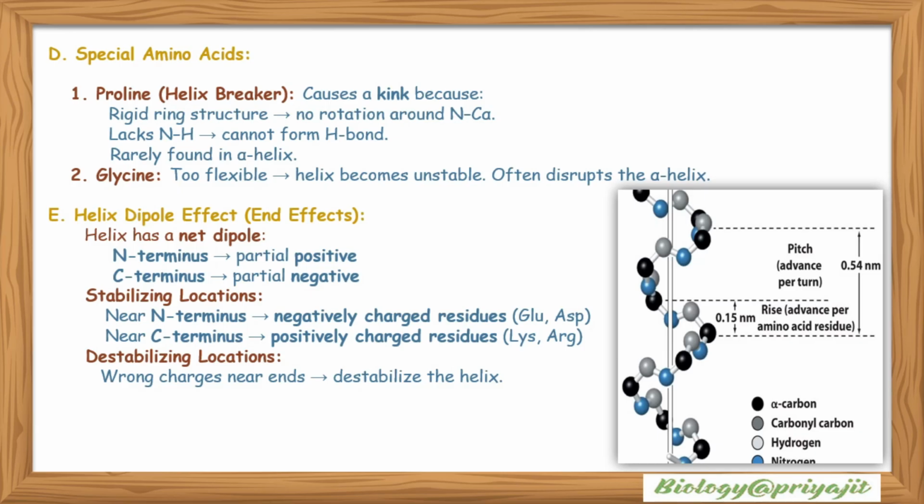Helix dipole effect or end effect: the helix has a net dipole, that is, the N terminus is always partial positive and the C terminus is always partial negative. Stabilizing locations: near the N terminus, negatively charged residues such as glutamic acid and aspartic acid are found. Near the C terminus, positively charged residues such as lysine and arginine are located. Destabilizing locations: wrong charges near the ends can destabilize the alpha helix.